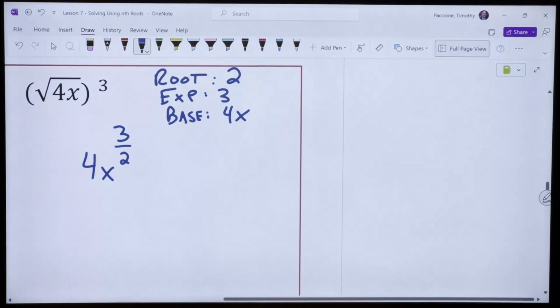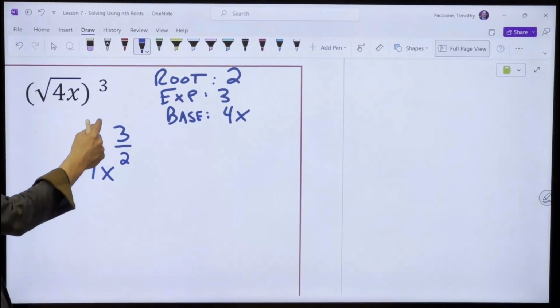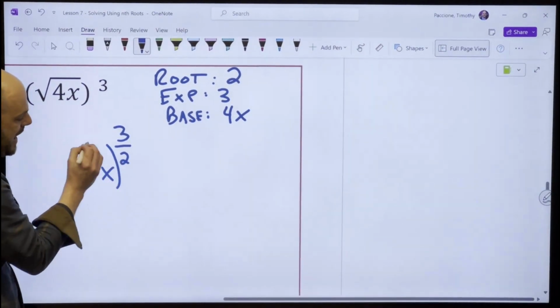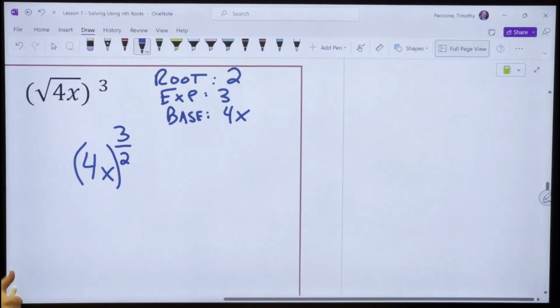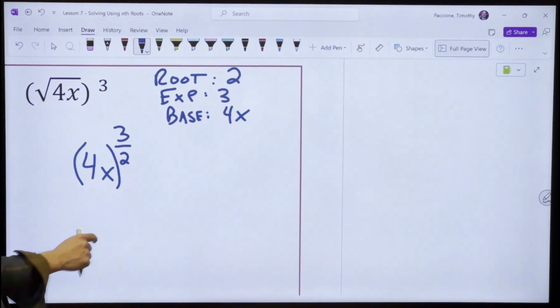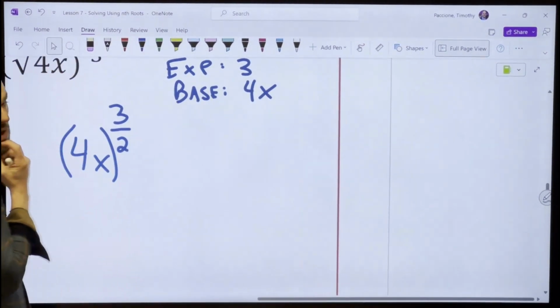No, the parentheses. So this is saying 4 to the 1 times x to the... this is just the same mistake backwards, right? I need the whole thing to be raised to the 3/2. So just be careful with both of those situations. Now, you could evaluate this. Anybody know how?